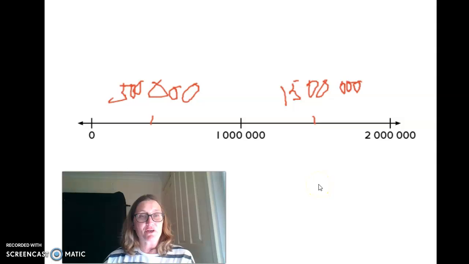I want you to have a go at writing down some numbers and working out where they would go in the number line. So write down some 7-digit numbers between 0 and 2 million and work out where it would go in the number line. You can pause this recording while you do that for a moment.